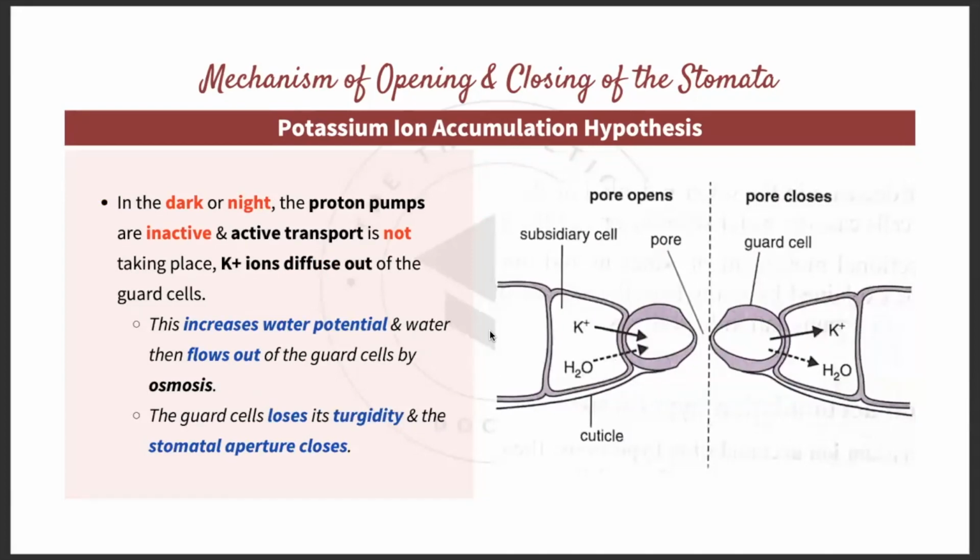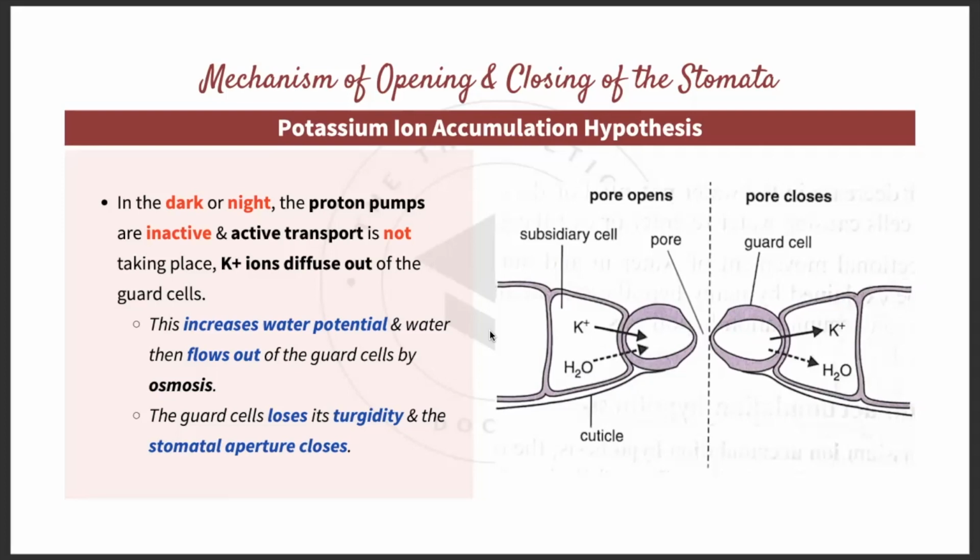So in the dark or night, the proton pumps are inactive because there's no blue light, there's no light. The active transport cannot occur because remember, it's actively being done. The hydrogen ions are actively pumped out. So what happens here, because there's no active transport, the potassium ions will then diffuse out of the guard cells. It'll try to restore everything back to normal.